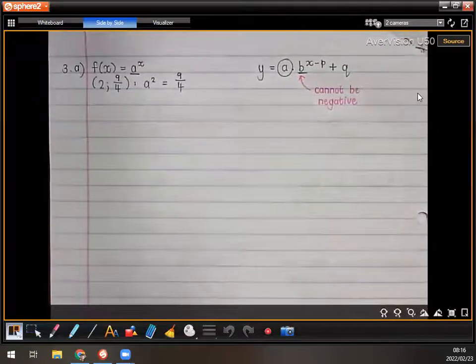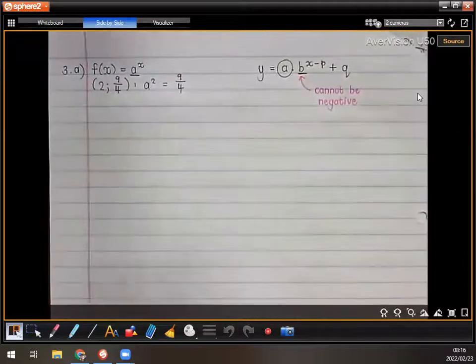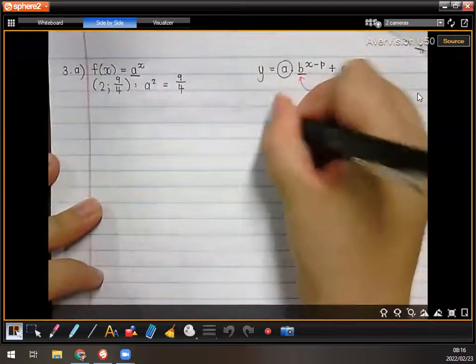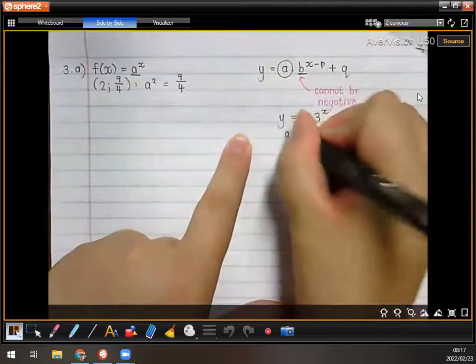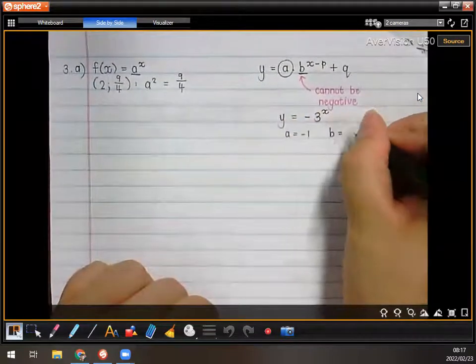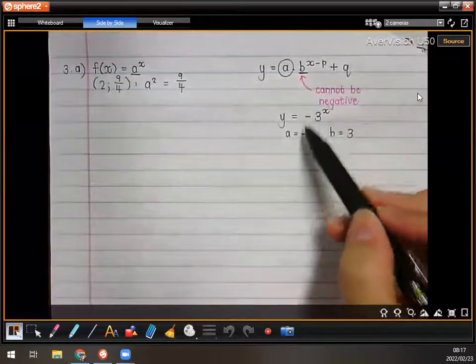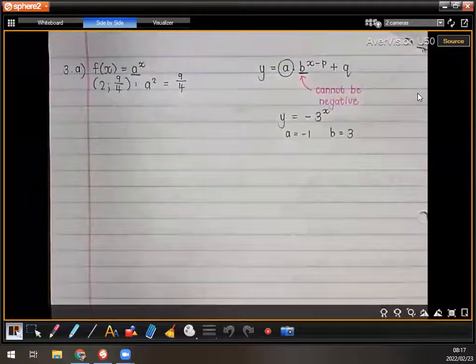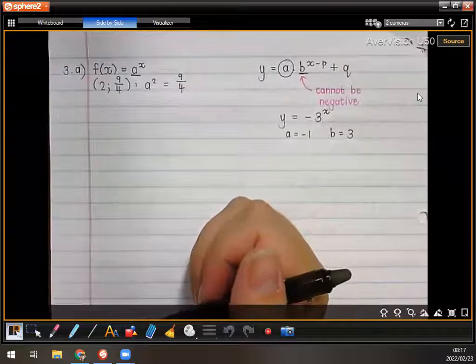B can't be negative. Yes, the actual base can't be negative. So guys, if you have an equation y equals negative 3 to the power of x, that actually is saying that a is negative 1, b is 3. So the b value can't actually be a negative value. If it's a negative graph, one that is below the x-axis, then it's actually an extra variable. Usually with these inverse graphs, they don't make the exponential graph so complicated. It's normally something quite simple. Okay, so that's for this.